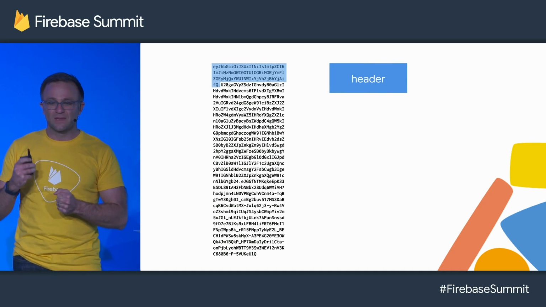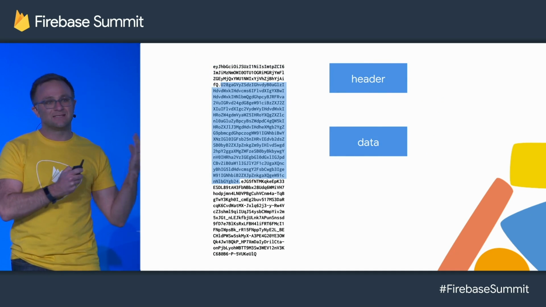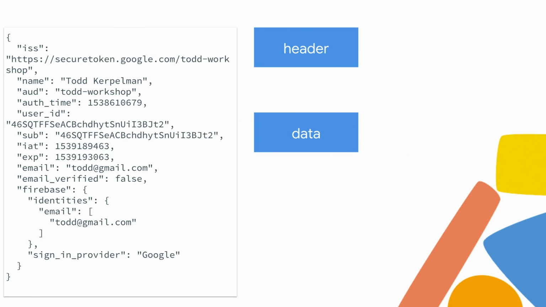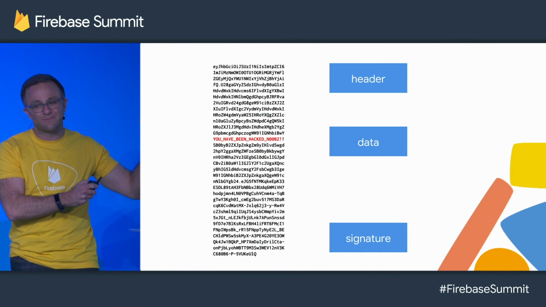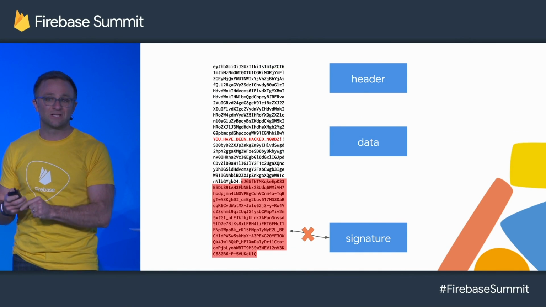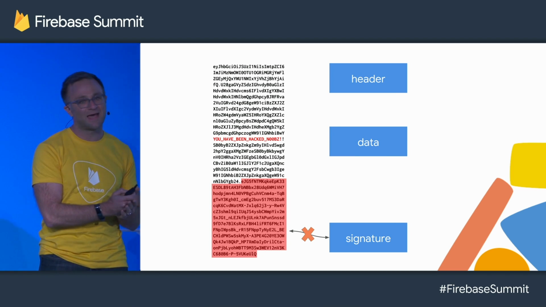You've got a header. And then you've got some data which actually contains the information about the user you're interested in, like what their ID is and their display name and how they originally signed in and so on. And then you've got a signature, which is basically a hash of this data that has been encoded with Firebase's private key. And then by using our public key, our server, or really any other server out there, can verify that this data is correct and has not been messed with. If somebody does try and alter this data somehow, that signature will no longer match up, and then we'll know, OK, this data isn't valid.